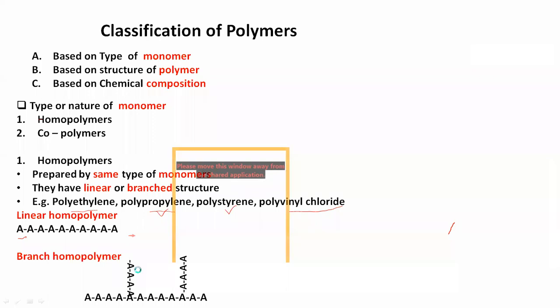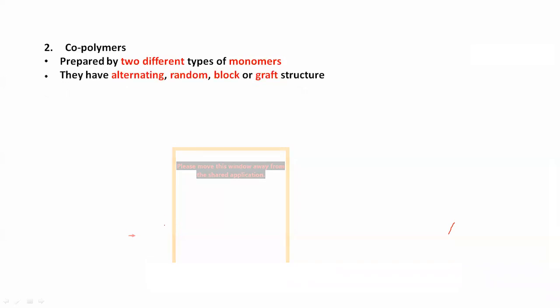Now, when we say copolymer, what does co mean? Different. So the definition is very simple: two or more different monomers are polymerized, and what we have is a copolymer. They are prepared from two different types of monomers. They can have alternating, random, block, or graft structure. There are different possibilities, but most of them are linear only. Even though they are copolymers, they mostly have a linear structure.